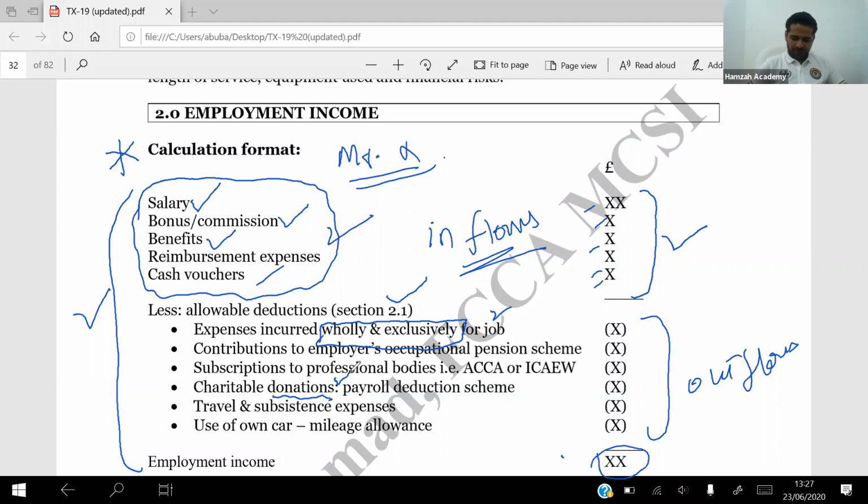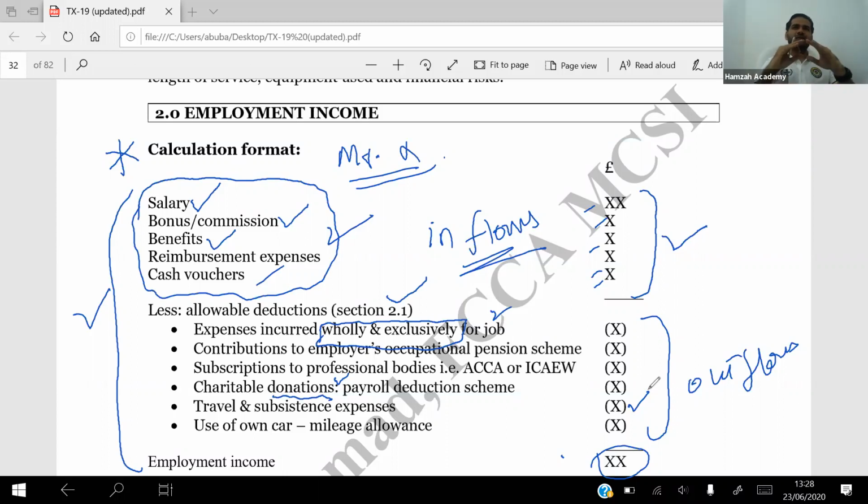Travel and subsistence expenses, again, if there was a travel expense incurred by the employee to do his work, that is primarily for the purpose of work, that is an allowable deduction and it should be deducted from the employment income. Why particularly travel? Because travel is something which is the basic necessity to execute the work if the person is required to move, to relocate. So this is an allowable deduction. It will be given in the exam in the same way.